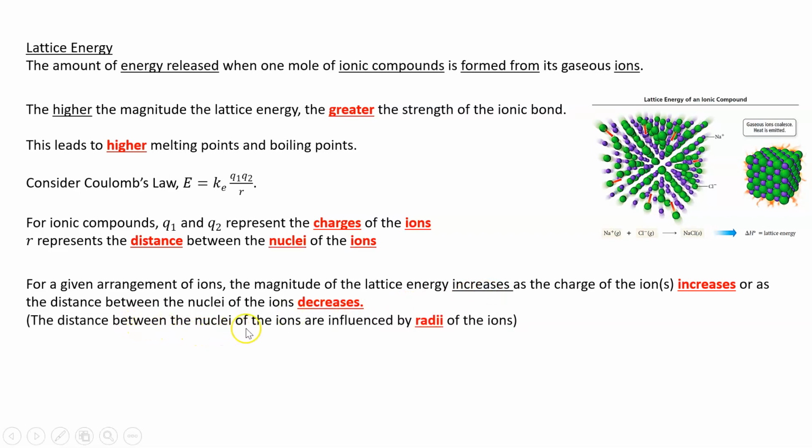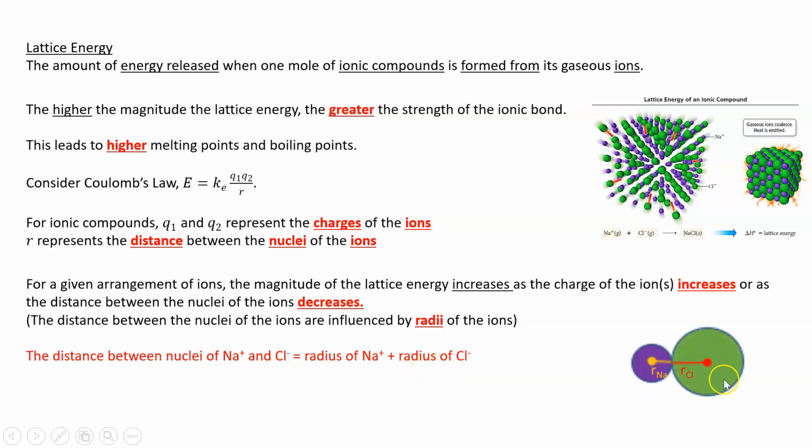The distance between the nuclei of the ions is influenced by the radii of the ions. So the ionic radius or the atomic radius. The distance between nuclei of an Na plus ion and a Cl minus ion is equal to the radius of Na plus the radius of Cl minus. This picture is a visual for that.